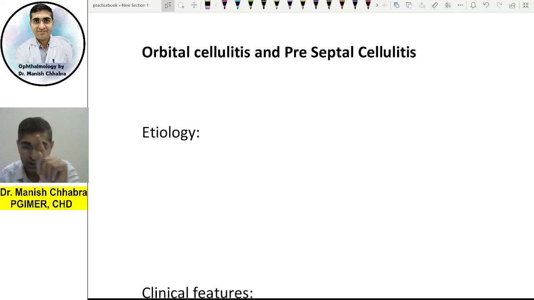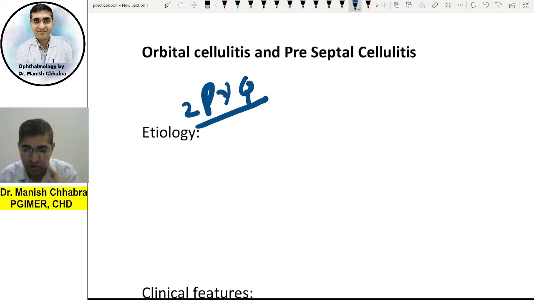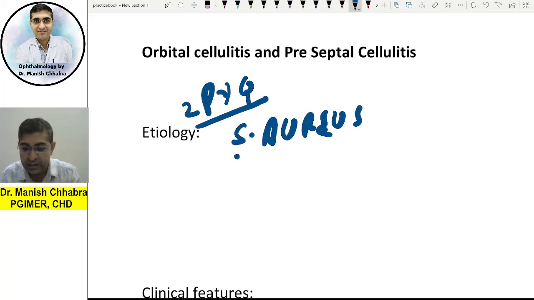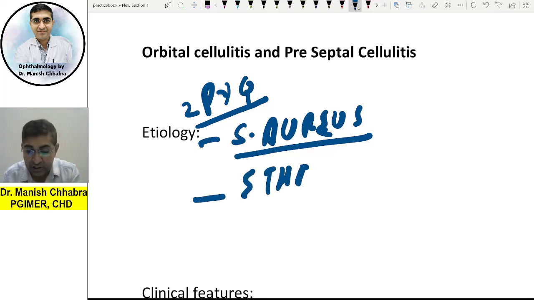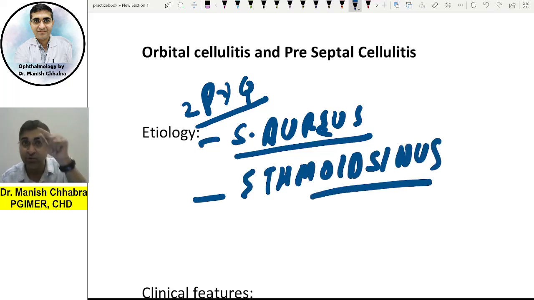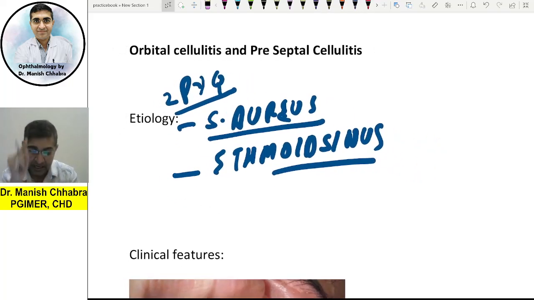Most common etiology, your two PYQs. Which is the most common organism? Staph aureus is the most common organism causing orbital cellulitis. Which is the most common sinus involved? It is the ethmoid sinus, or ethmoid sinusitis. This is your FMG PYQ question. Yes, ethmoid sinusitis.